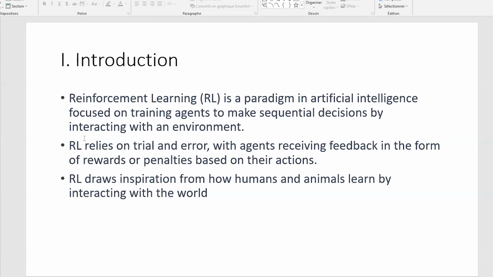Reinforcement learning draws its inspiration from how humans and animals learn by interacting with the world. So it's basically how we do things. Let's take, for instance, when we are looking for something to eat. If we decide to take a given plant and eat it, and it doesn't give us a running stomach and it has a very good taste, we can say, okay, that is the reward. But if it has a bad taste or gives us a running stomach, it's basically a penalty. That means we have to avoid that specific plant.